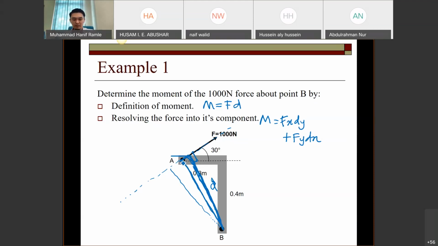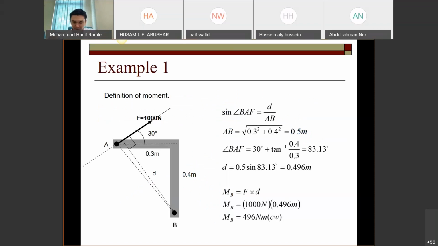Okay, so if you are using the definition of moment to calculate the moment, you have to make sure that you are an expert in trigonometry. So this is the idea. Okay, definition of moment. You introduce D there, with additional information of the line of action. This is the line of action, dotted until the force line, and this is the D. And then this is the line from B to A.